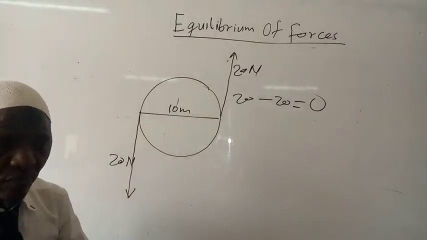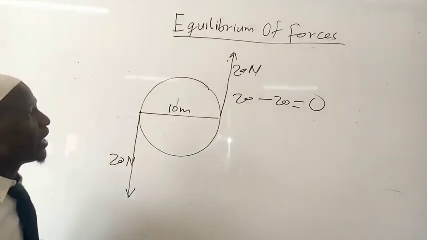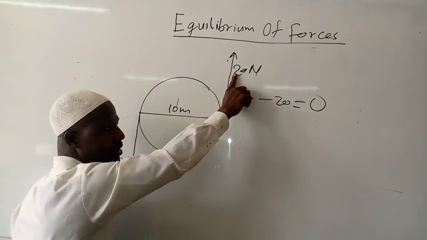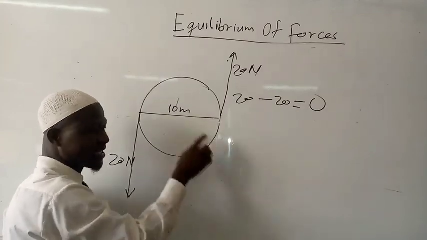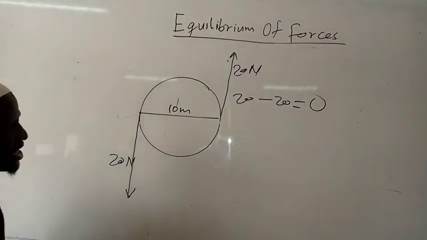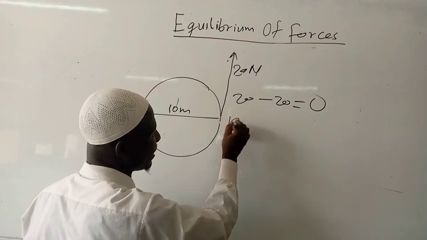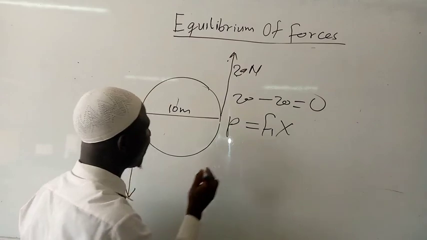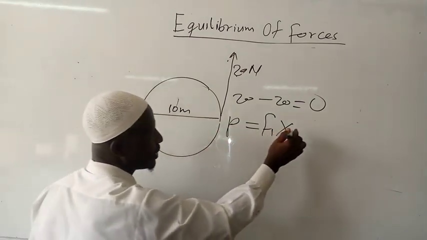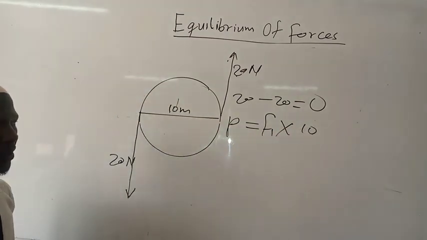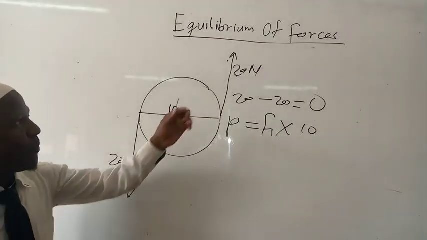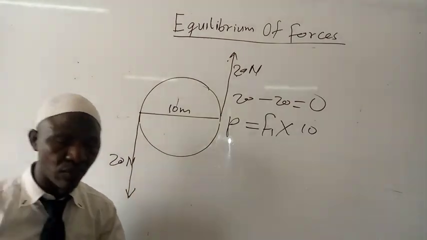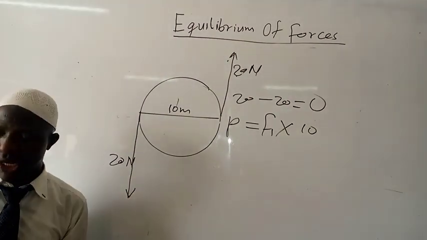But the moment of a couple is not equal to 0. The moment of a couple is equal to the product of one force multiplied by the perpendicular distance between the two forces. Therefore, the moment of couple is equal to F1, or 20, multiplied by the distance between them, 10. So take note of the difference between the moment of a couple and the resultant of a couple. The moment of a couple will give you a value, but the resultant of a couple will always give you 0.